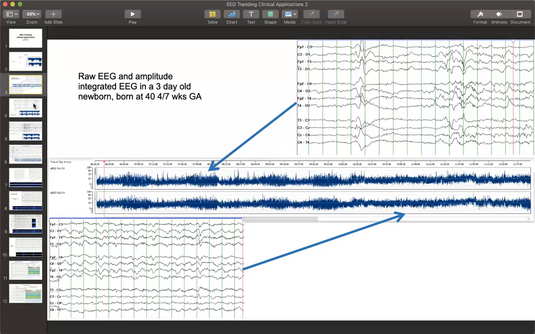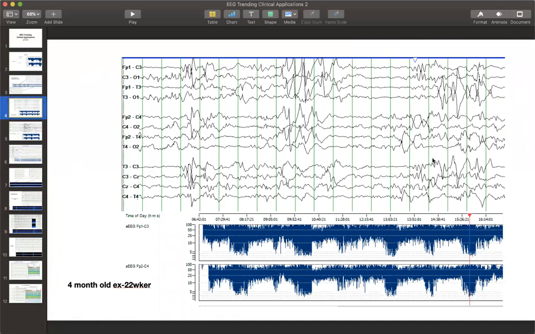All right. So here's another example of the amplitude integrated EEG in a neonate. This is a 4-month-old 22 weeker. If you recall, 40 weeks is term, so this infant was born about halfway through their gestation. When I was in training, which wasn't that long ago, 22 weeks was really at the limits of viability, but we're starting to see more and more neonates that are resuscitated and survive.